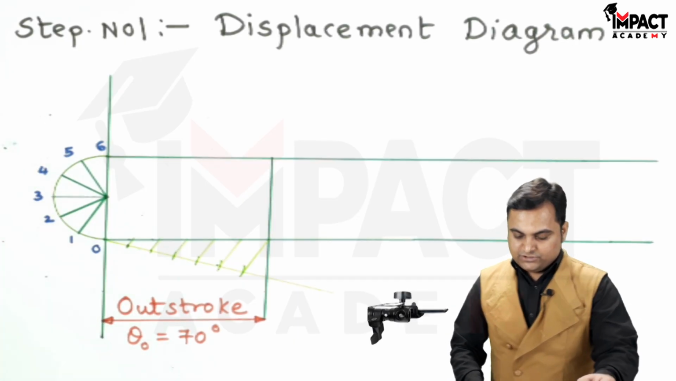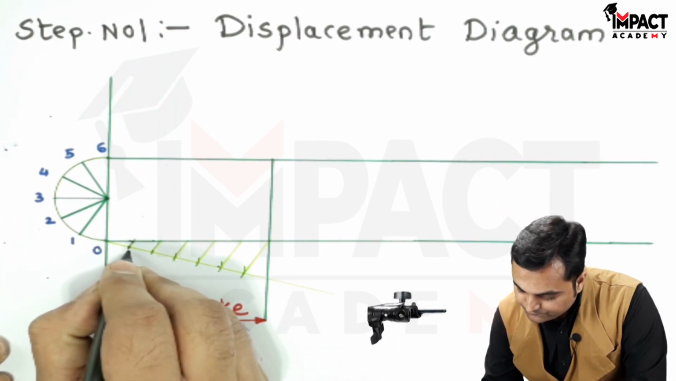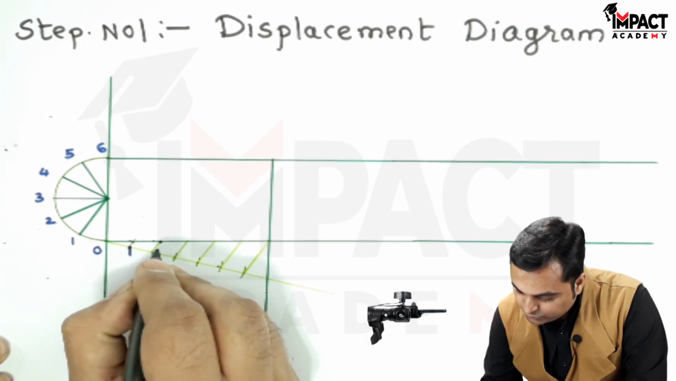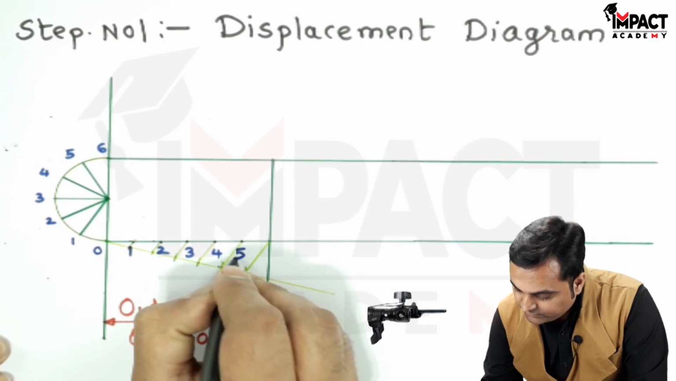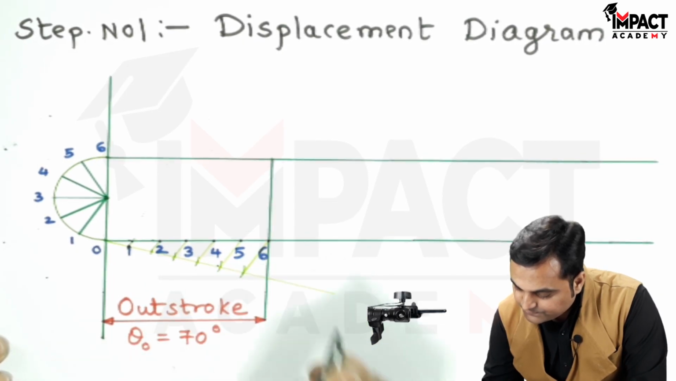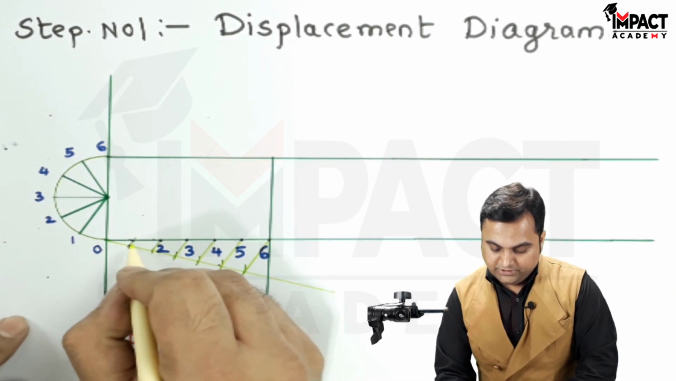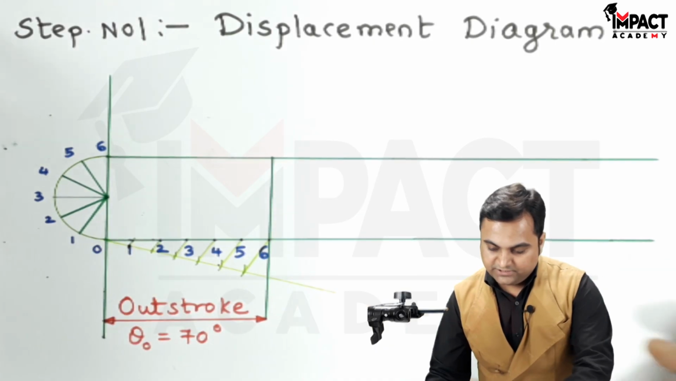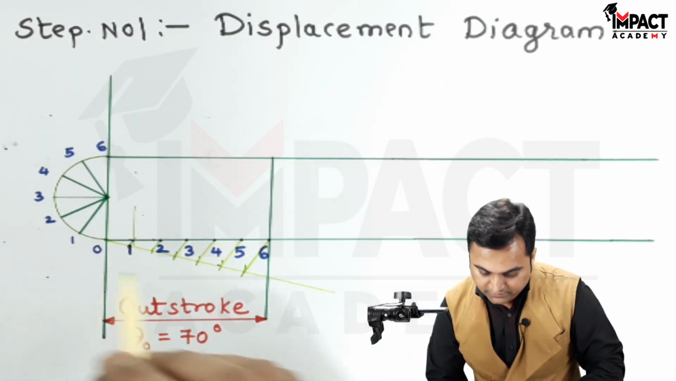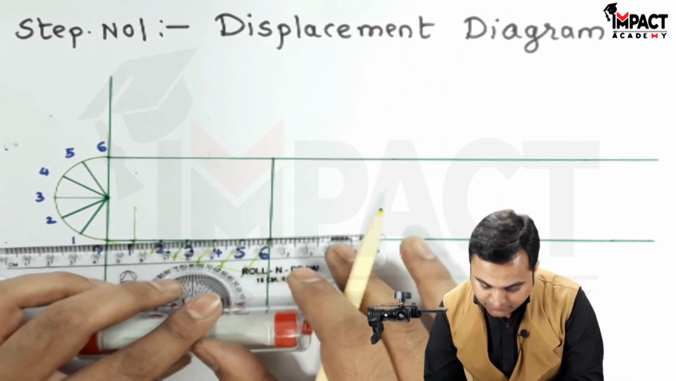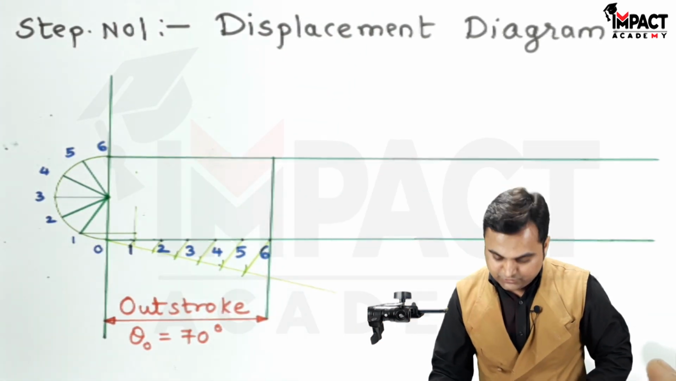So giving the notations over here, starting with this is 0 first, 1, then it is 2, 3, 4, 5 and 6. So these are the outstroke. Now plotting this point 1 upwards, that is drawing a light vertical line, and then projecting a light horizontal line from the semicircle. I am getting the first point which is at the intersection of these two lines.